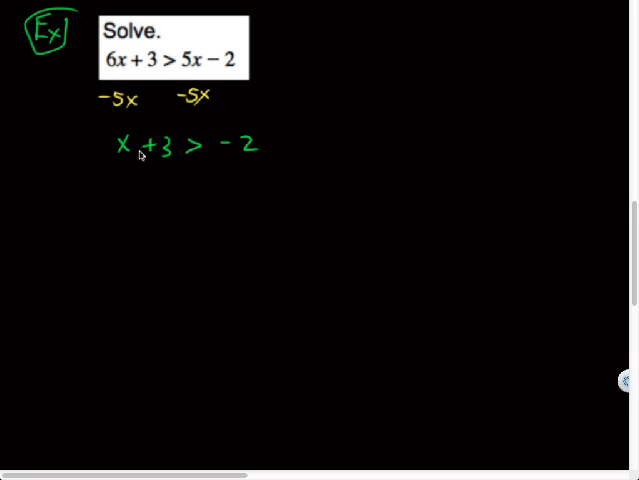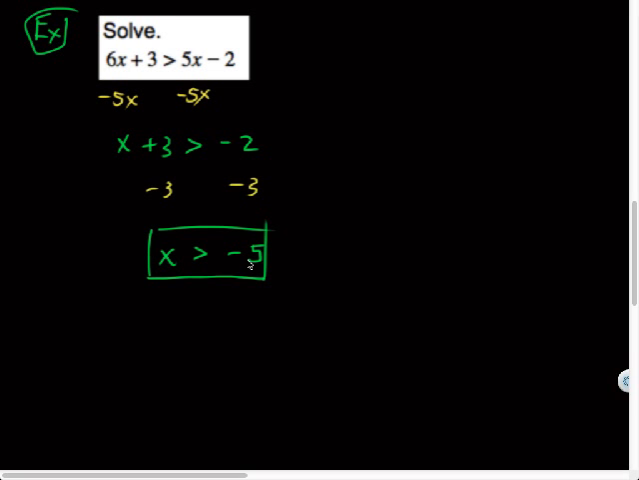So now what do I do to get x alone? Subtract 3, right? Subtracting it would undo the adding of 3, and those would cancel out. I'd get x by itself, and x is greater than negative 5. Those became more negative.